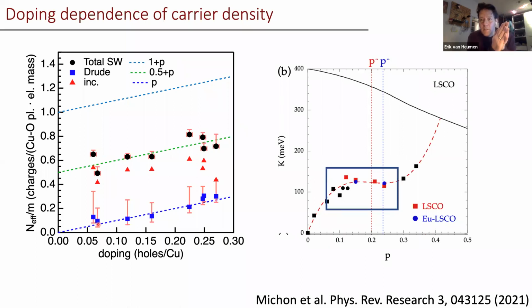It's the area under the optical conductivity. It's just the prefactor in the Drude response. Sorry, it's not on this slide, but anyway, that's the blue data points here. And you see that nothing happens as a function of doping. It's just a continuous trend, no matter how you analyze the data. And that's confirmed by at least one other group. So nothing really seems to happen.